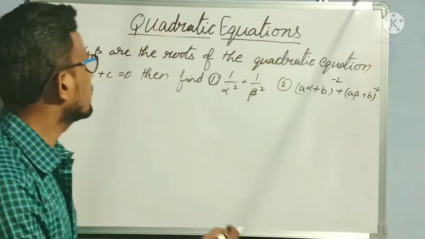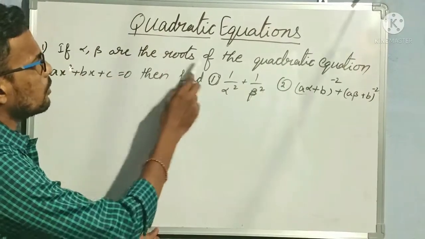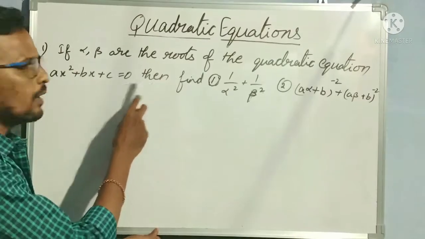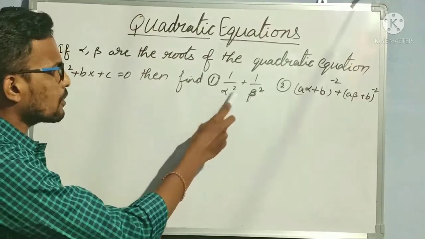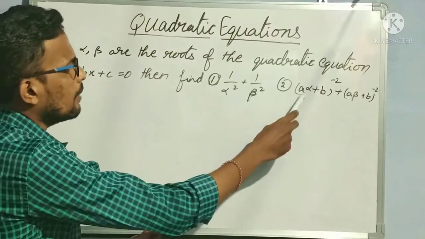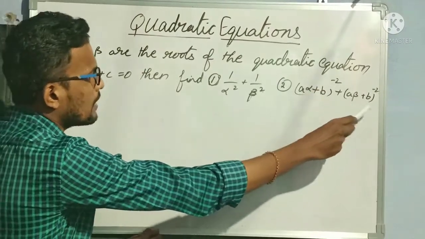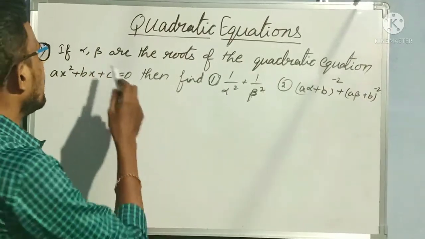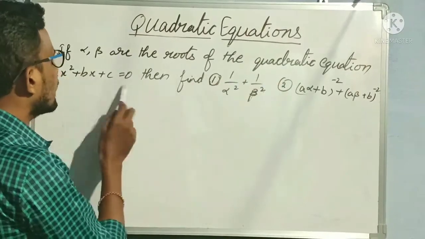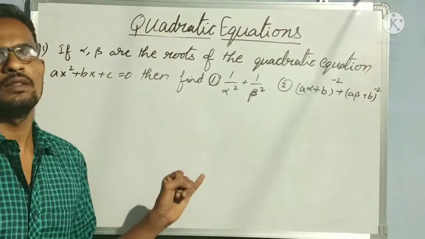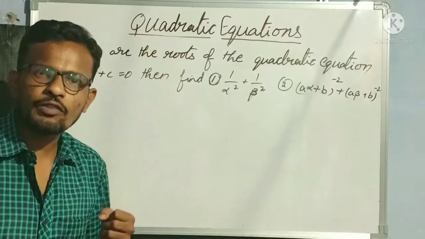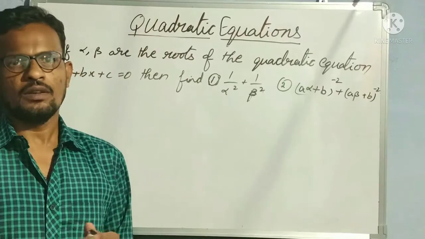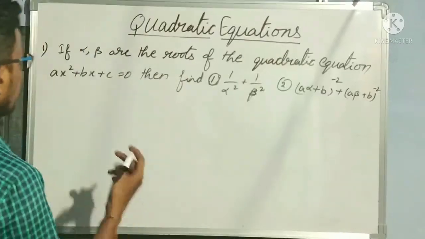The first problem goes like this: if alpha, beta are the roots of the quadratic equation ax square plus bx plus c is equal to 0, then find first bit, 1 by alpha square plus 1 by beta square, and second bit, (a alpha plus b) whole power minus 2 plus (a beta plus b) whole power minus 2. Already I have said yesterday that if alpha, beta are the roots of the quadratic equation, then the sum of the roots is minus b by a and the product of the roots is c by a, right? The same I am using here. Clear? So first let us solve the first bit.